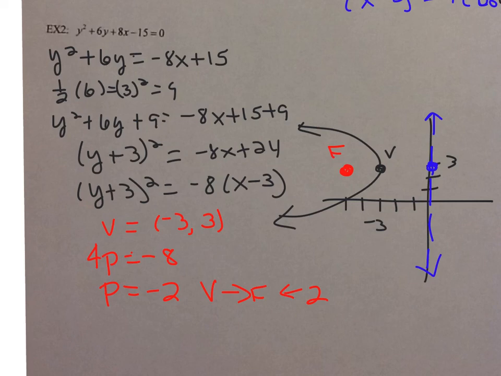And let's just write down our information now. So I have here my vertex is negative 3, 3. My focus is negative 5, 3. My directrix is x equals 0. And the last thing is I need that line of symmetry. And here's the line of symmetry. So that would be my line of symmetry would be y is equal to 3, and that, remember, opposite of that.